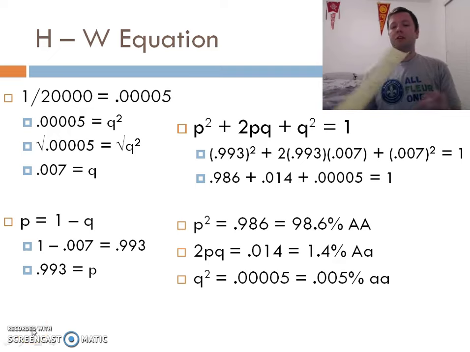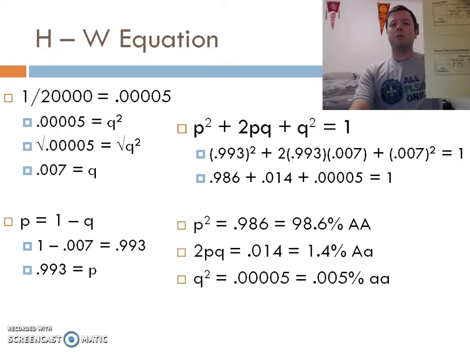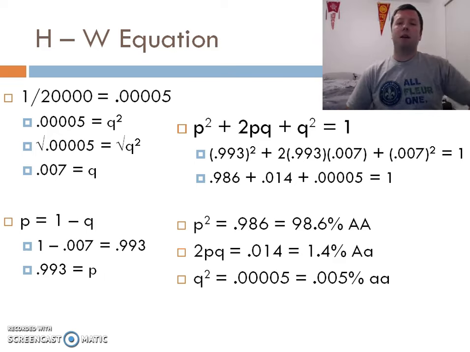Now we're going to go through a couple example problems, one with human ears about free versus attached earlobes, and another about PTC, which is phenylthiocarbamide. Some people can taste it, some can't. So we're going to do that in class.